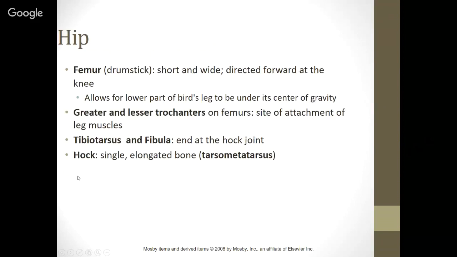The femur is the drumstick. It is short, it is wide, and is directed forward at the knee. It allows for the lower parts of the bird's leg to be under its center of gravity. The greater and lesser trochanters on the femurs are the site of attachment to the thigh muscles, okay? The tibiotarsus and the fibula end at the hock joint, and the hock joint is a single elongated bone called the tarsometatarsus.